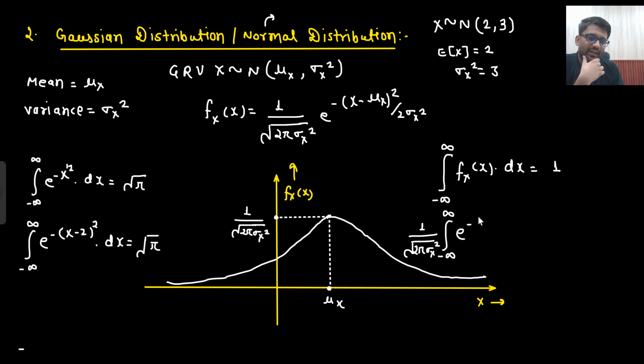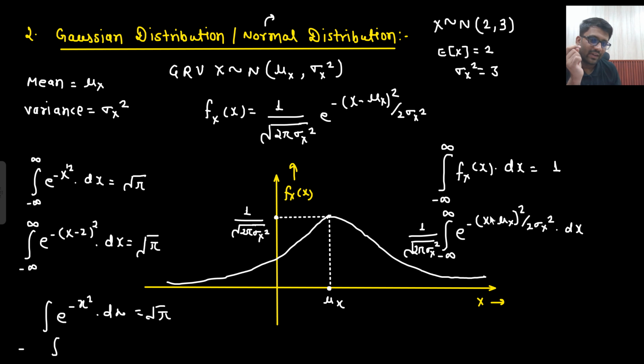E to the power minus (x minus mu x) whole square divided by 2 sigma square dot dx. Now you know that e to the power minus x square dot dx will throw under root pi integration. Now x minus mu x whole square, e to the power minus (x minus mu x) whole square dot dx, what will it throw? It will also throw under root pi only, right? Just it is shifted, just the graph is shifted to mu x, nothing else.